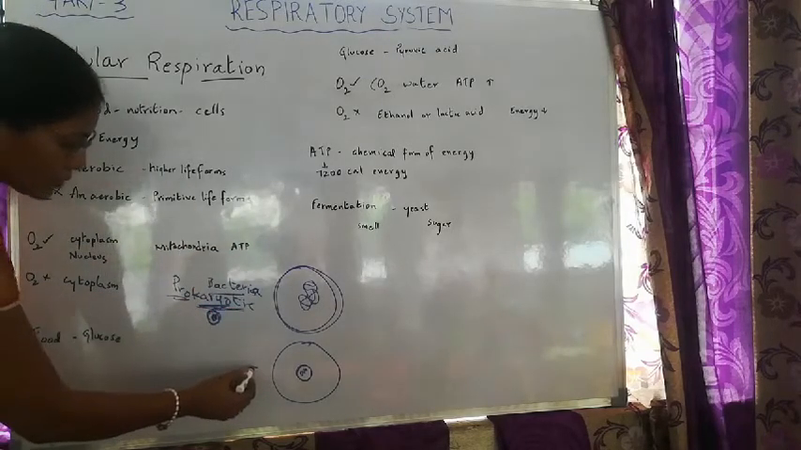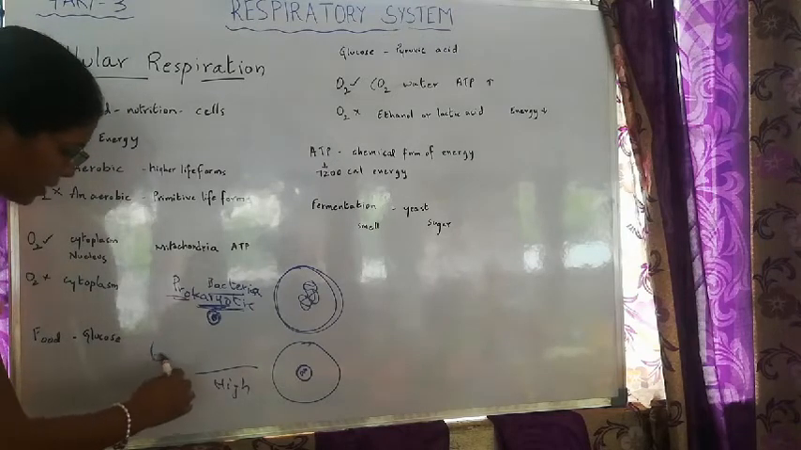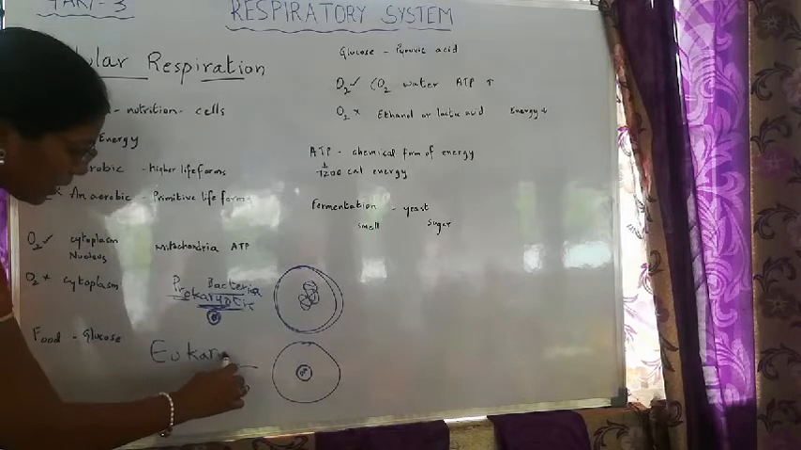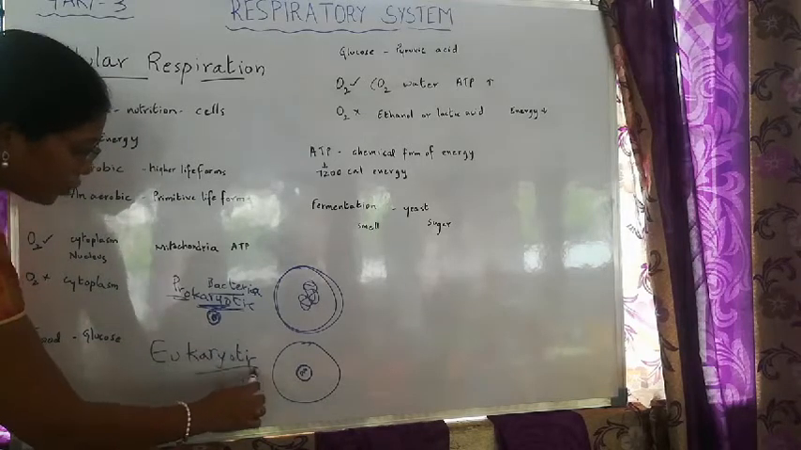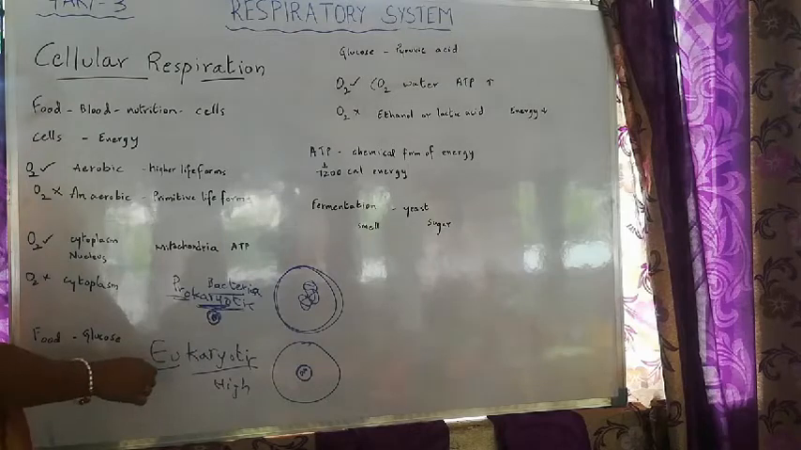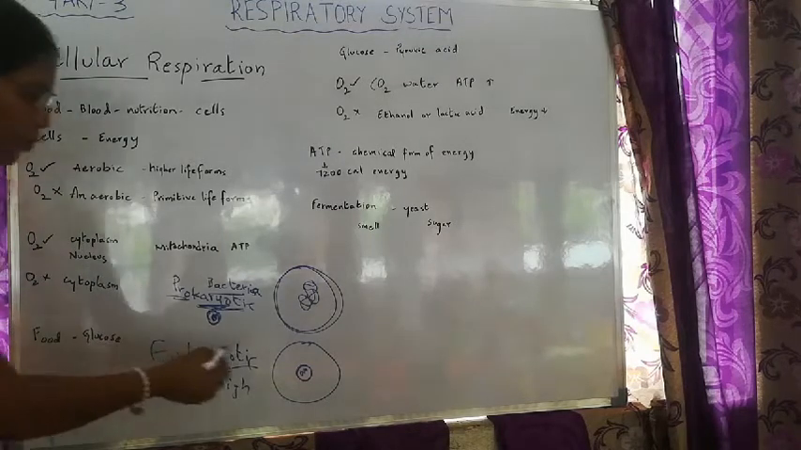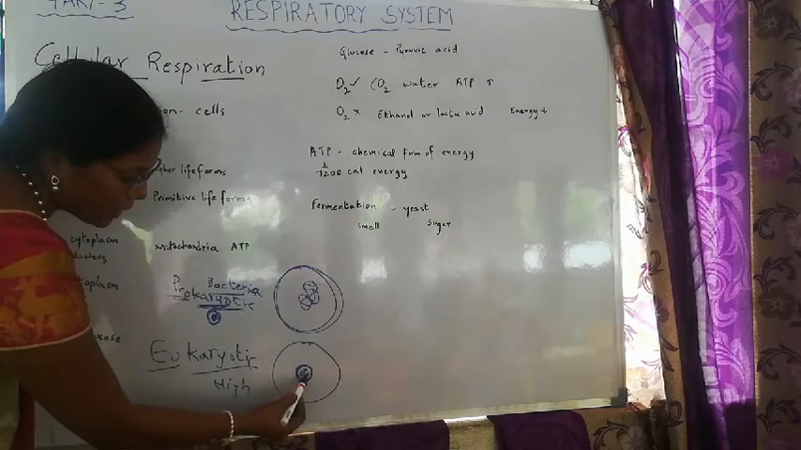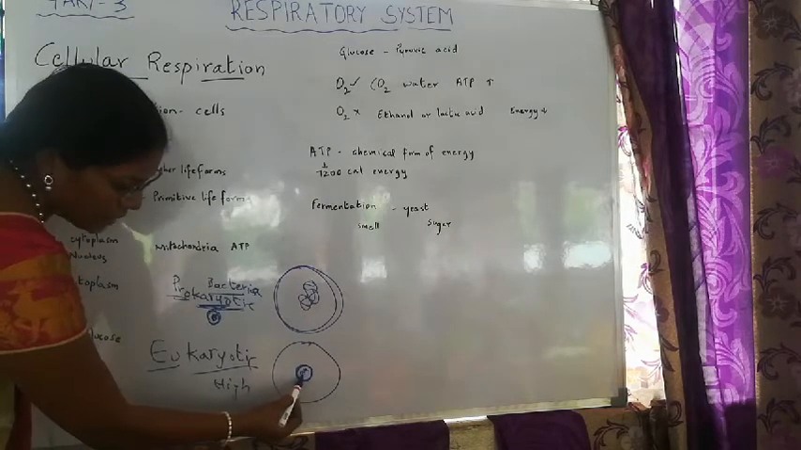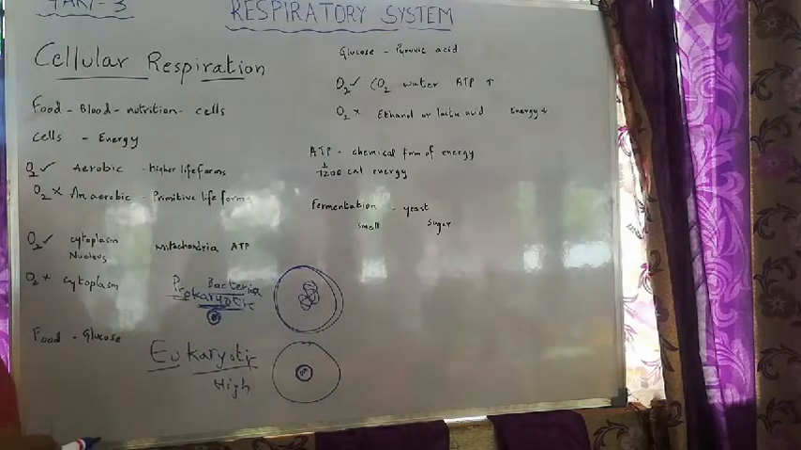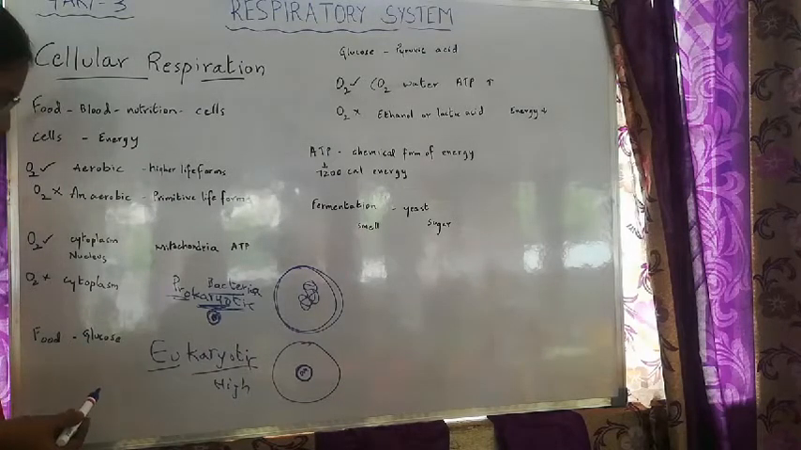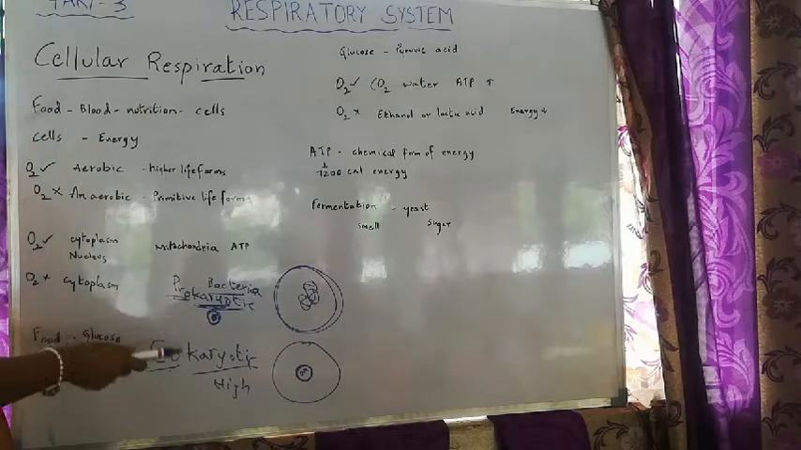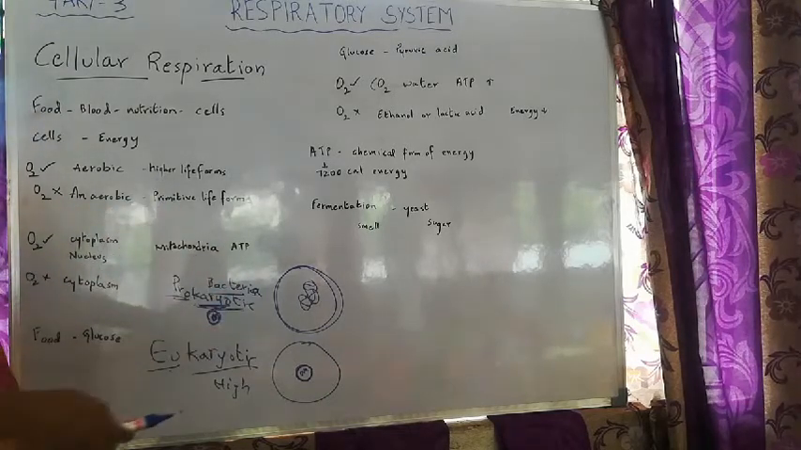Now, here the cell of higher organisms is called eukaryotic cell. U means true nucleus, which means what? The nucleus is clearly demarcated and it contains our genetic material, DNA, okay? So, these are the two important terms you have to know about higher and primitive life forms.